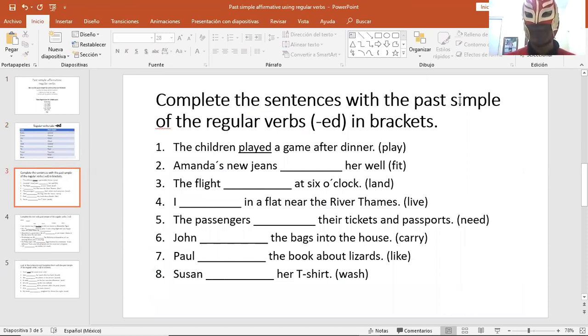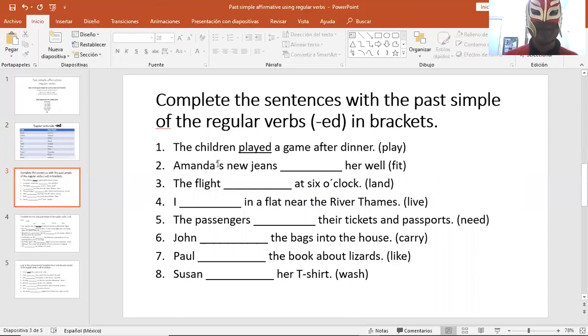Complete the sentences with the past simple. So in your Wonderful World book, this is the second exercise. Okay, you have to complete the sentences with the past simple of the regular verbs in brackets, okay? Remember that for the regular verbs in past simple, it's very important to use -ed, okay? So number one, the children played a game after dinner. Right here, we have the verb in past simple, okay?